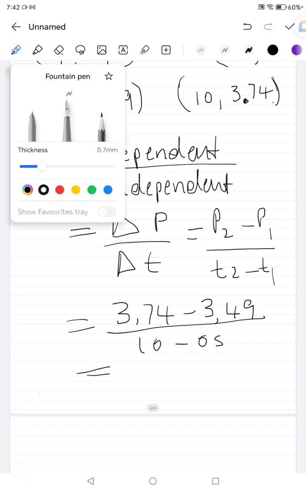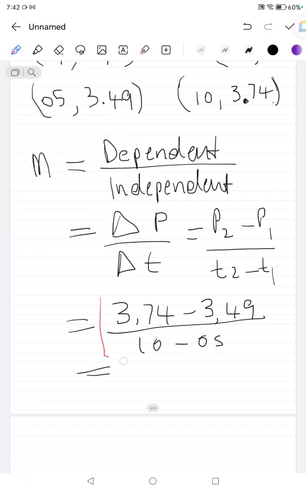Just tell us the answer for this one, then we'll calculate it. 3.74 minus 3.49 over 10 minus 5. What are we getting? 0.026... no, it's 0.05. Okay, thanks for that.